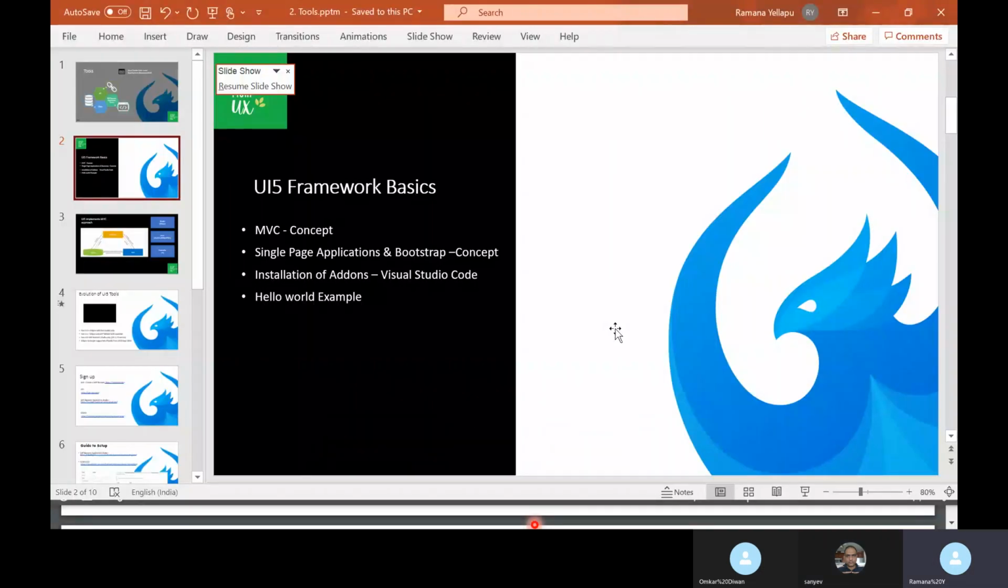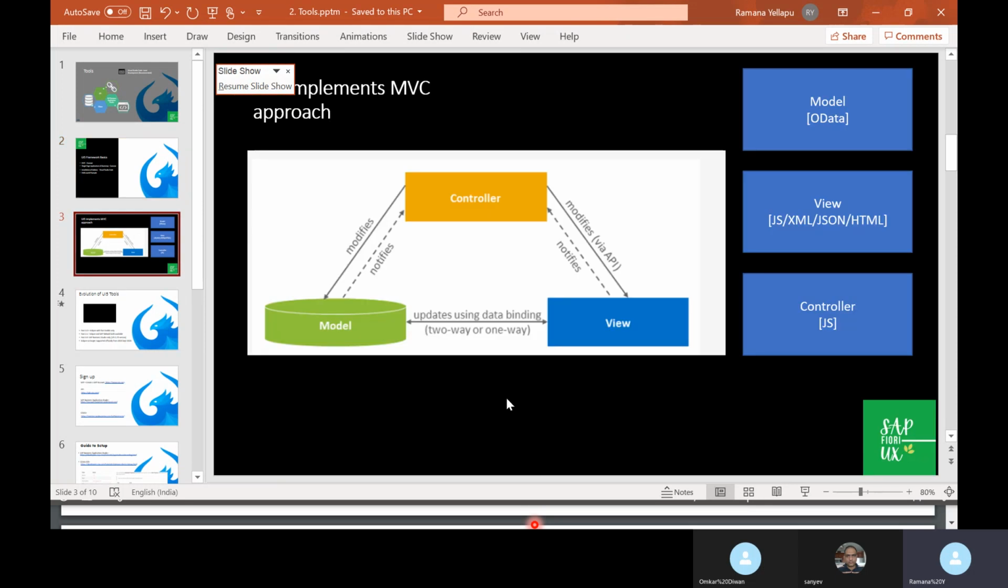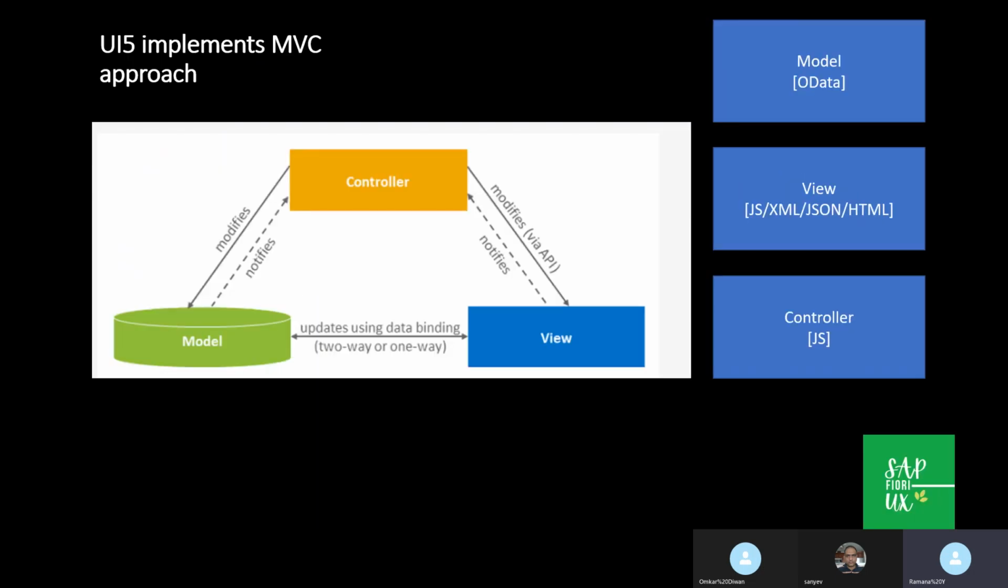Right. So the last topic for today, I just wanted to talk about one concept called MVC. When we talk about the UI5 framework, there are three concepts: the MVC concept, single page applications, and bootstrap. When we talk about the framework, everybody should know these three concepts. What is MVC? What are single page applications? What is bootstrap? Today we'll just talk about MVC, and tomorrow we'll talk about single page applications and bootstrap. These are very essential concepts when anyone talks about a framework.